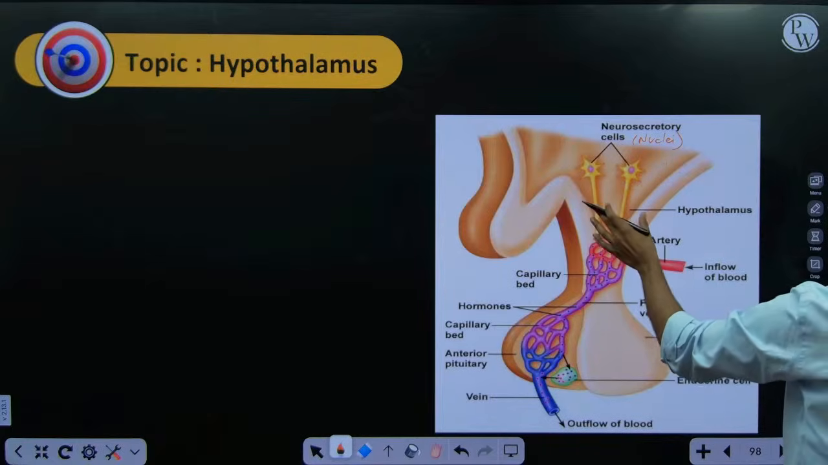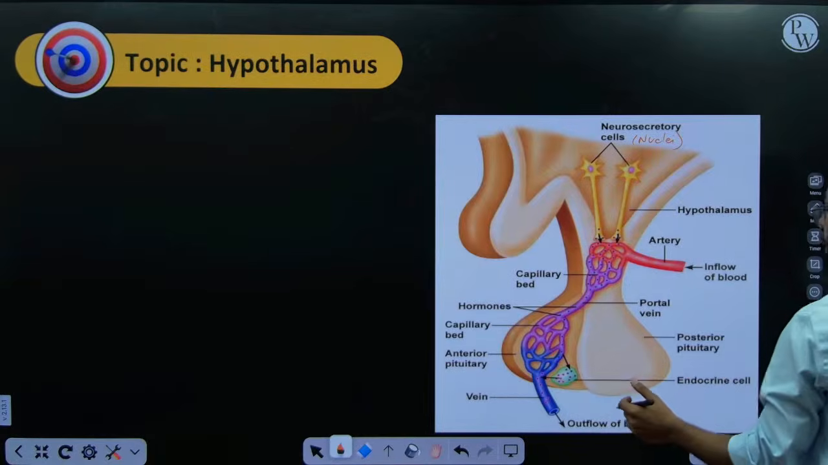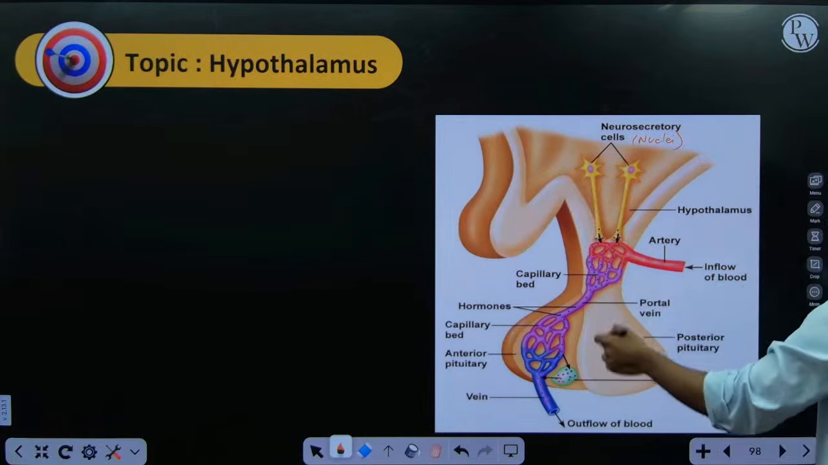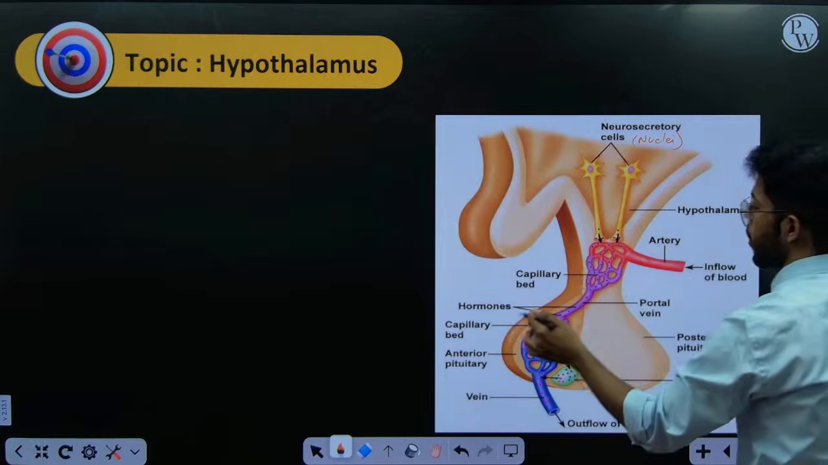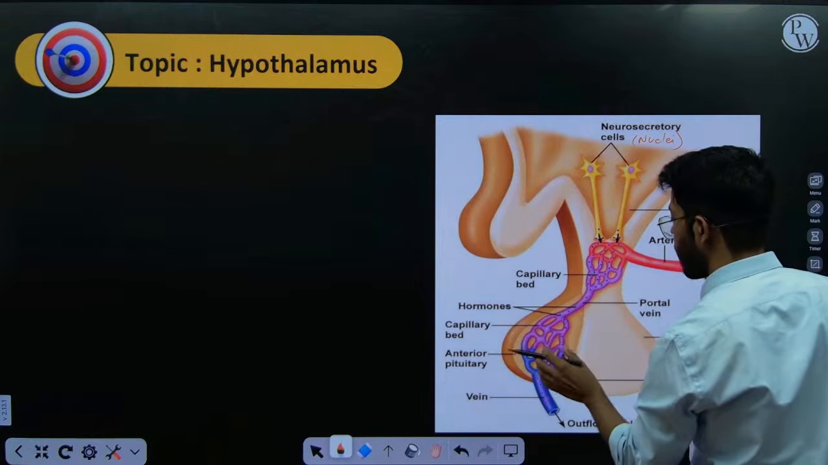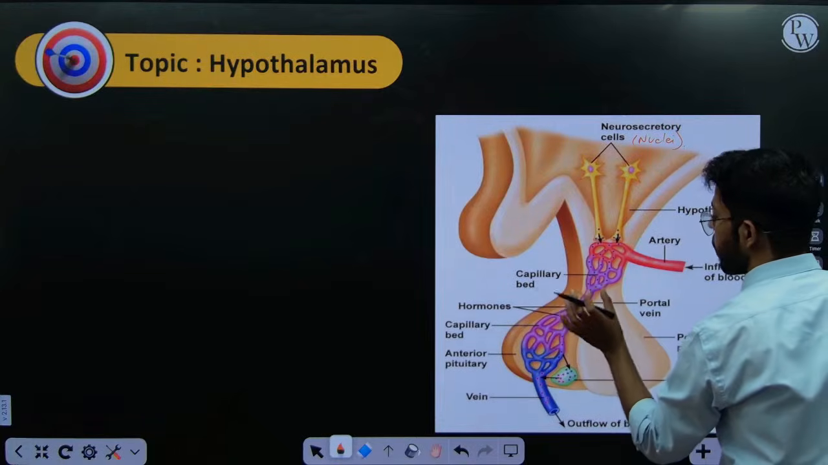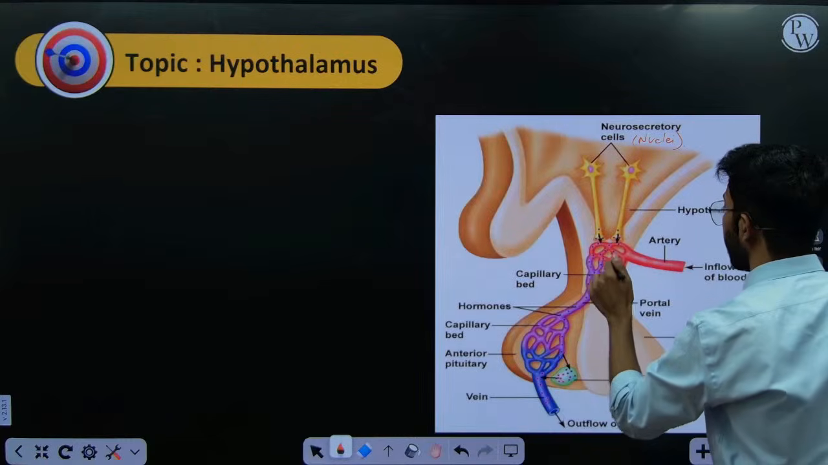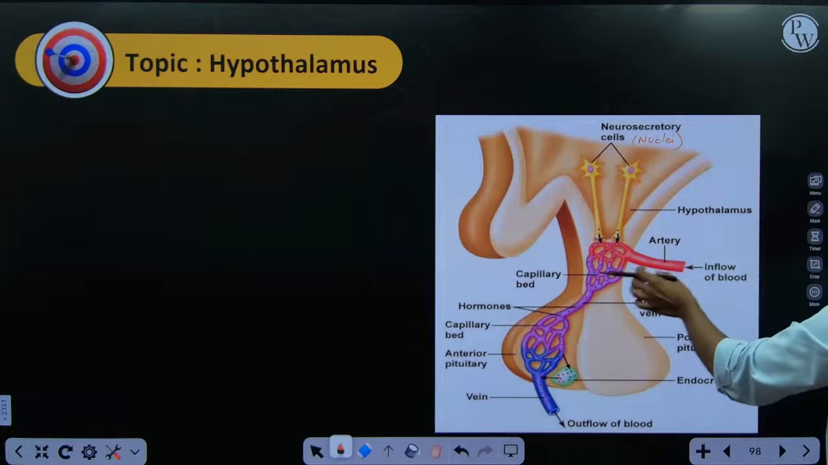Now it is connected to the pituitary through a stalk-like structure called the infundibulum. The posterior pituitary is under direct neural regulation of the hypothalamus, and the anterior pituitary is connected by portal circulation. There is coordination between the anterior pituitary and the hypothalamus through blood flow, that is the hypothalamo-hypophyseal portal system.